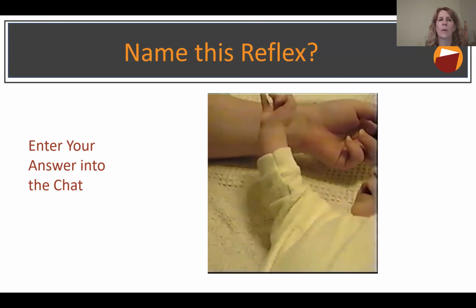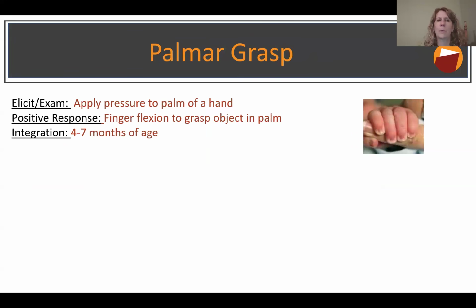Okay, so we're going to elicit that by just putting pressure to the palm of the hand. Again, pediatricians are like, look, mom, the baby's holding your finger, holding your hand. And it's like, yeah, that's a reflex, but that's nice, right? And so the response is finger flexion to grab whatever's in their palm. Integration is 4 to 7 months.